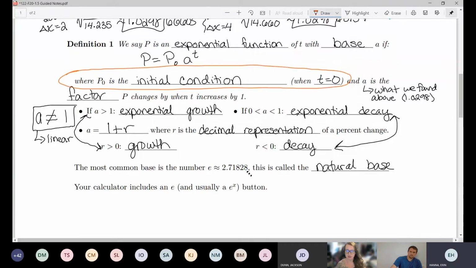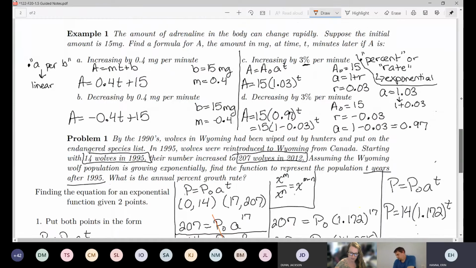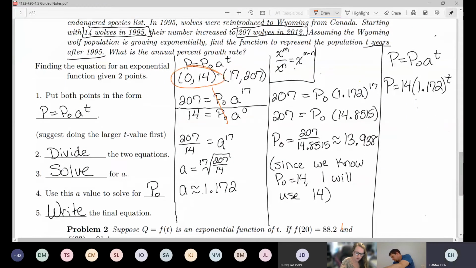So P naught is the initial condition, which you can also think about when t equals 0. So if you have the point 0, something, then P naught is going to be that something. It's going to be the number associated when t is 0. So since one of the 2 points we had was 0, 14, since we have that point, we know that P naught is 14 because that's what happens when t is 0.